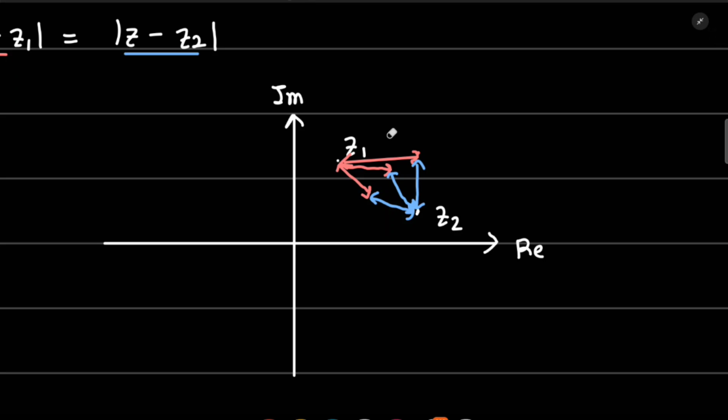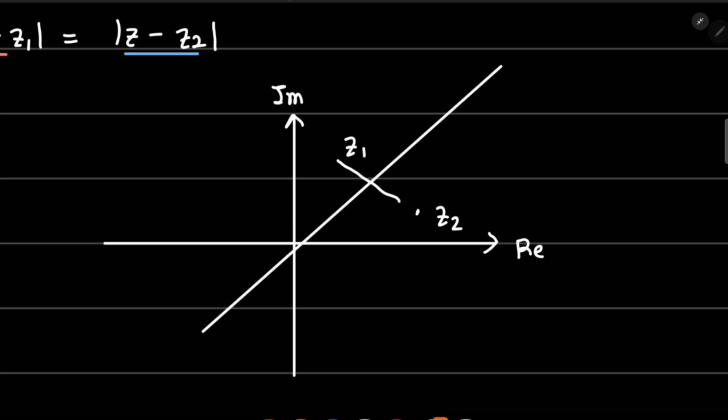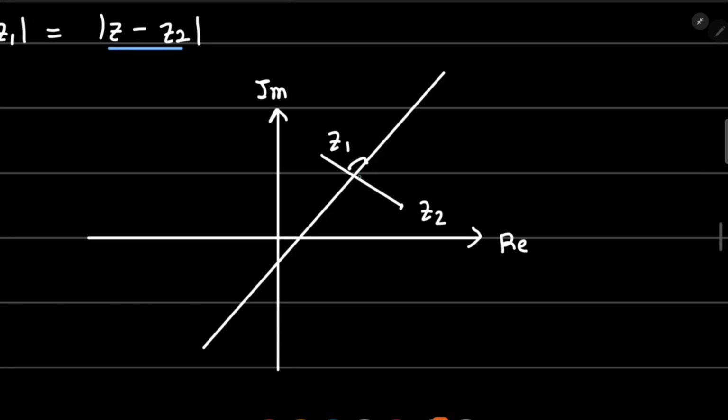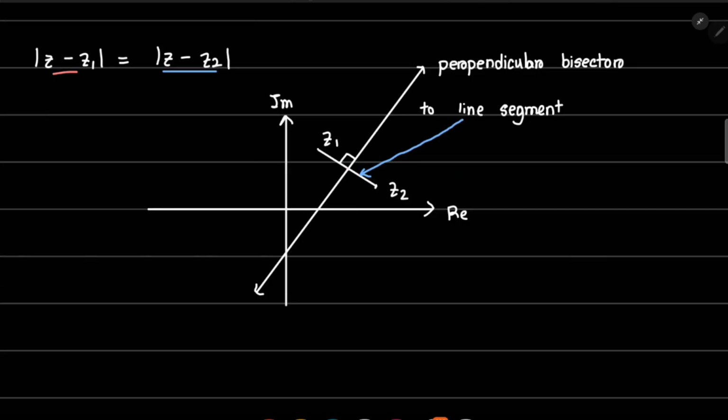And this only happens if the line is a perpendicular bisector to z1 and z2. So something like this. This is a better line. So this will be 90 degrees. So all four of these angles will be 90 degrees, and this is a perpendicular bisector to z1 and z2. So this line that's found by this equation is just the perpendicular bisector to this line segment, the one that joins z1 and z2.